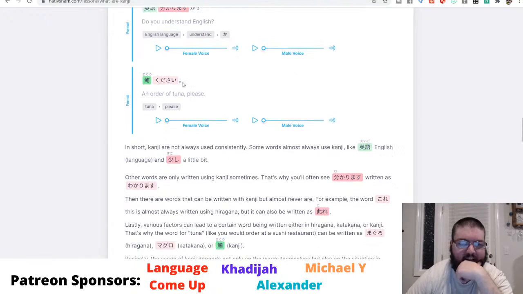I've never seen the word for tuna before. Maguro.